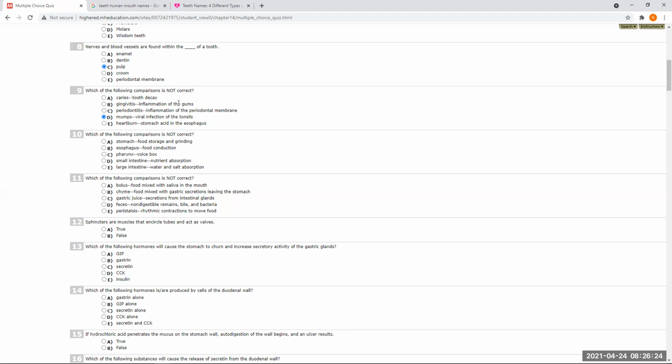Gingivitis, inflammation of the gums, that is true. Periodontitis, inflammation of the periodontal membrane, that is true. And heartburn, of course, stomach acid in the esophagus. And on the topic of heartburn, malfunctioning of what sphincter will cause it? Now a sphincter is a ring of muscle. So which ring of muscle malfunctions and allows the stomach acid to come up the esophagus?